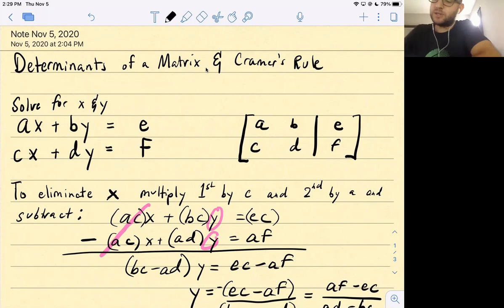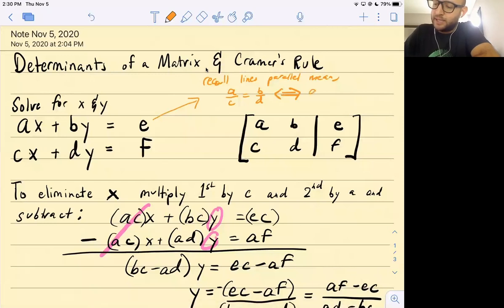So if you look at this, I'm just going to write this as a side note over here. Just recall, the lines are parallel means the ratio A to C equals the ratio B to D. And if you cross multiply and subtract and rewrite this equation, what you observe is that's the same equation as AD equals BC, which is the same equation as AD minus BC equals 0.